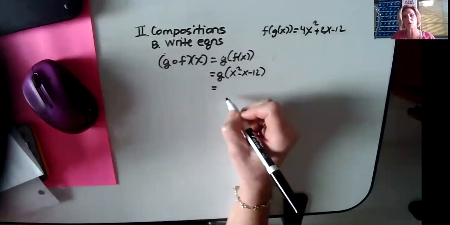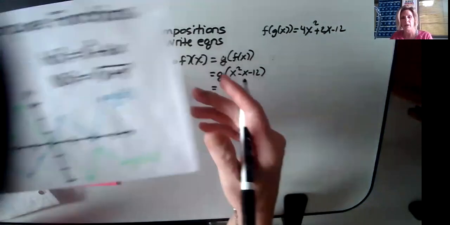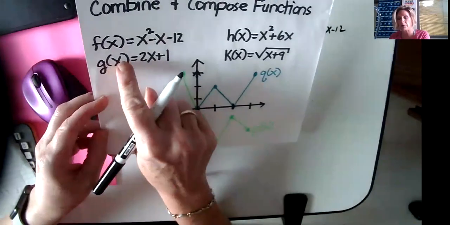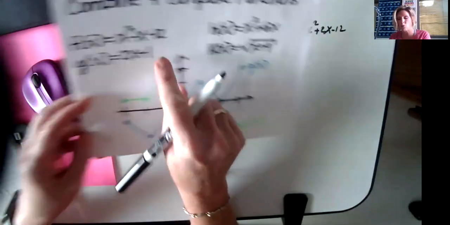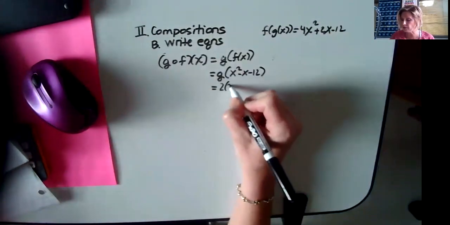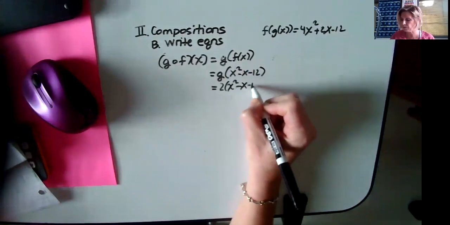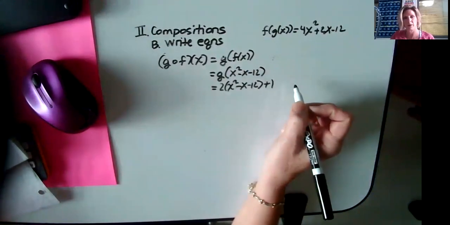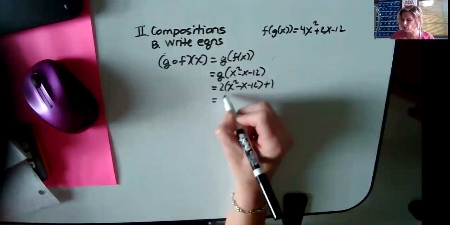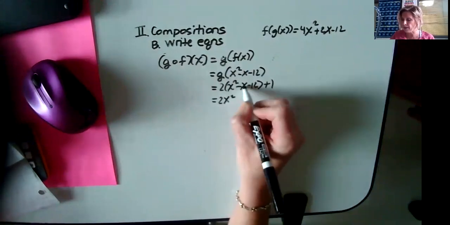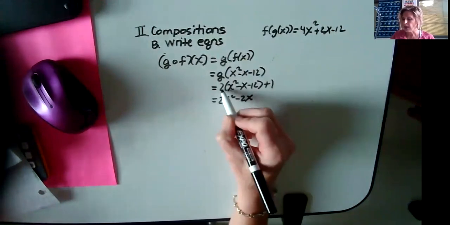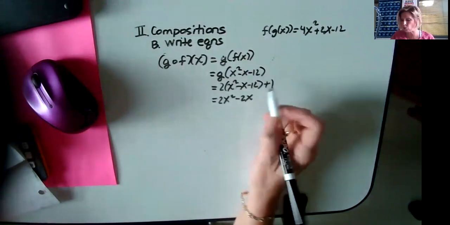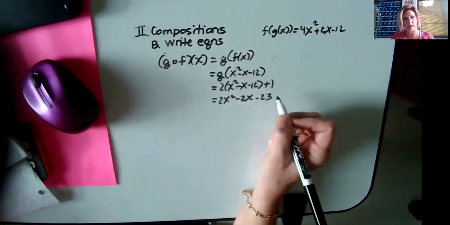Now set it up, show what it looks like to plug it in. So g of whatever I plug in is 2 times that whatever plus 1. So it's 2 times that whatever plus 1. Now clean it up. So I get 2x squared minus 2x. And then I'm going to say minus 24 plus 1's minus 23.